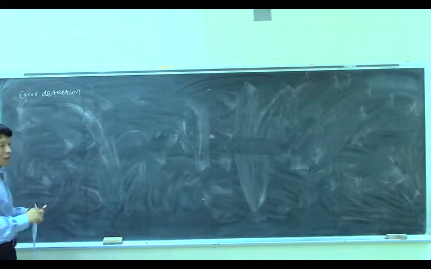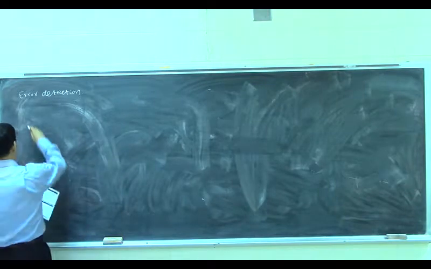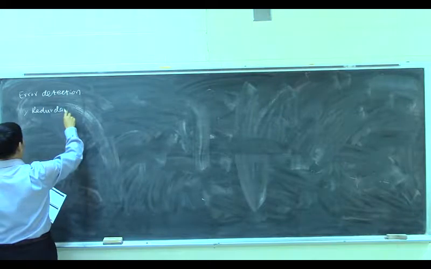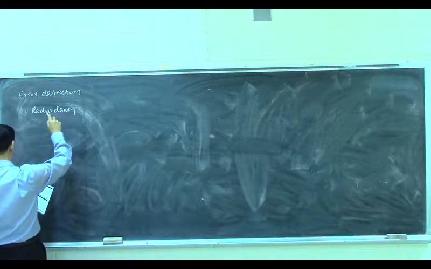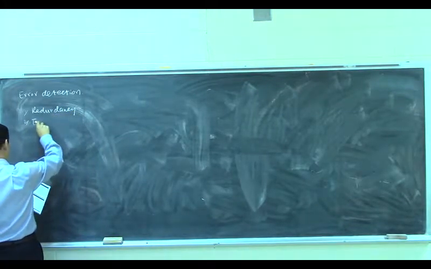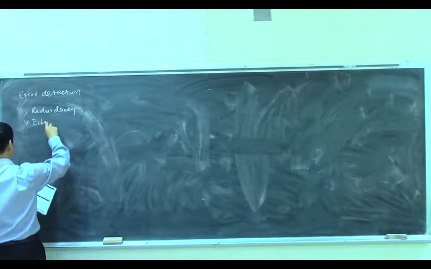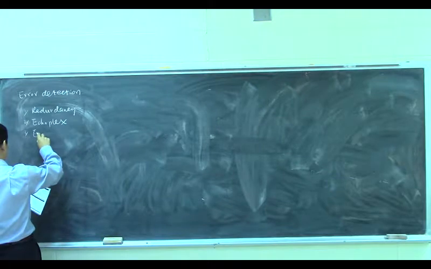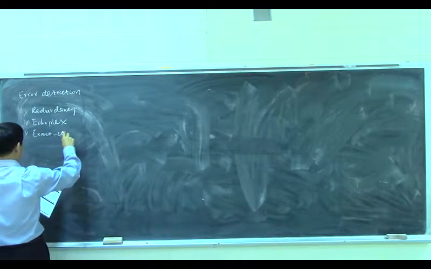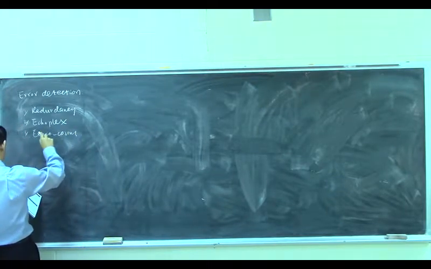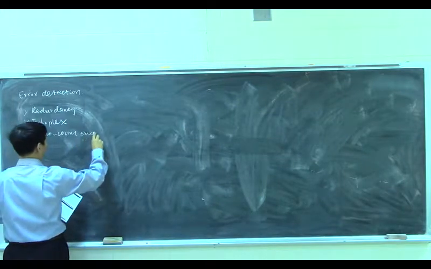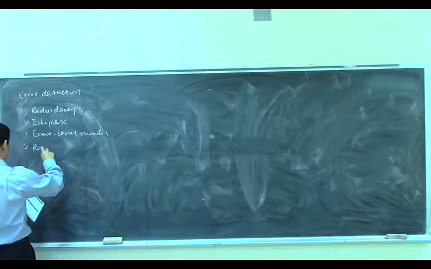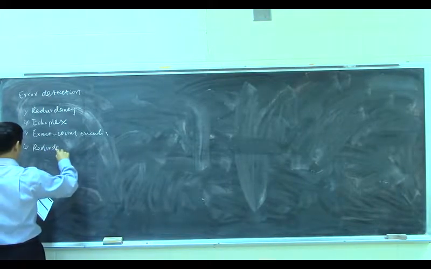Error detection method, basically we have several. And the first one is called redundancy. The second one is equiplex. Next one is exact count and count encoding. And number four is redundancy checking.